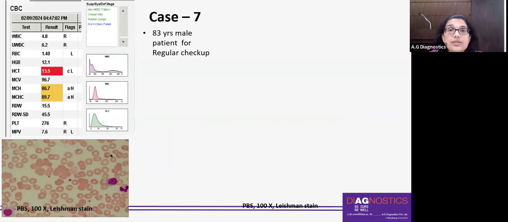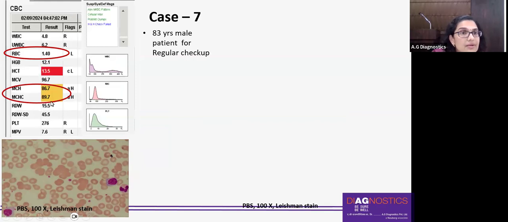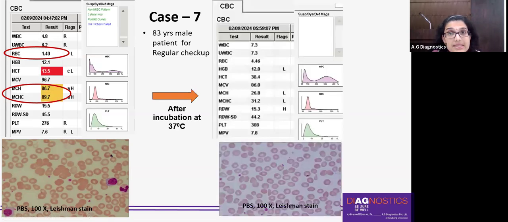The next case, an 83 years male patient, had come to the lab for a regular checkup. What we saw was that the hemoglobin was normal, but the MCHC was 89.7, which gave us a review flag. The H&H check had failed. We saw the smear in which we could see RBC agglutinates. So the RBC count was falsely low. We could see a review flag for both WBCs and the platelets. We reran the CBC after incubation at 37 degrees Celsius.